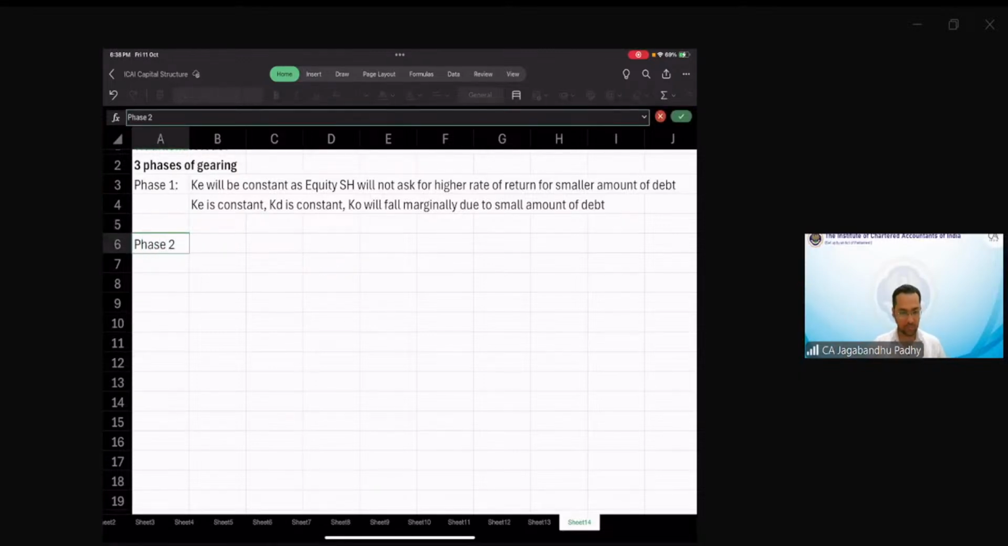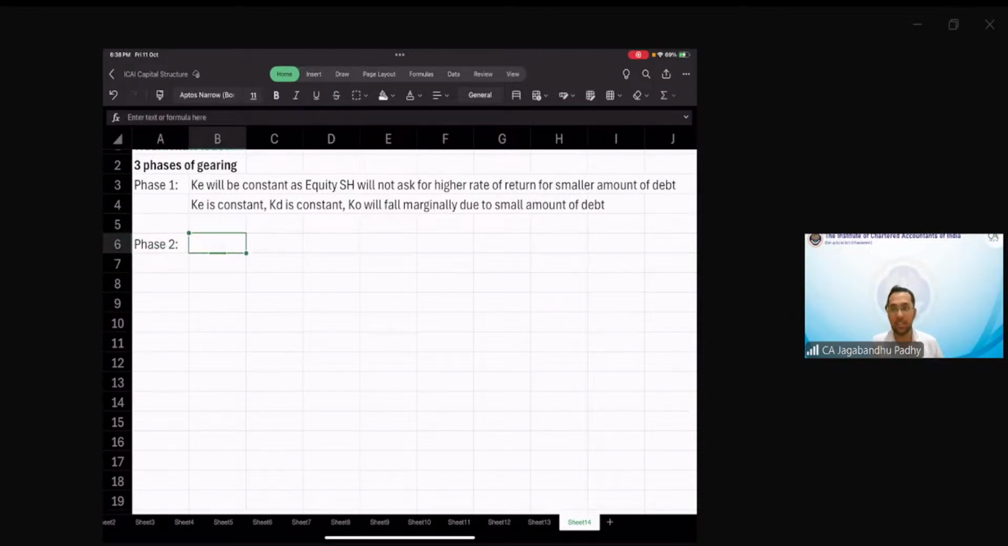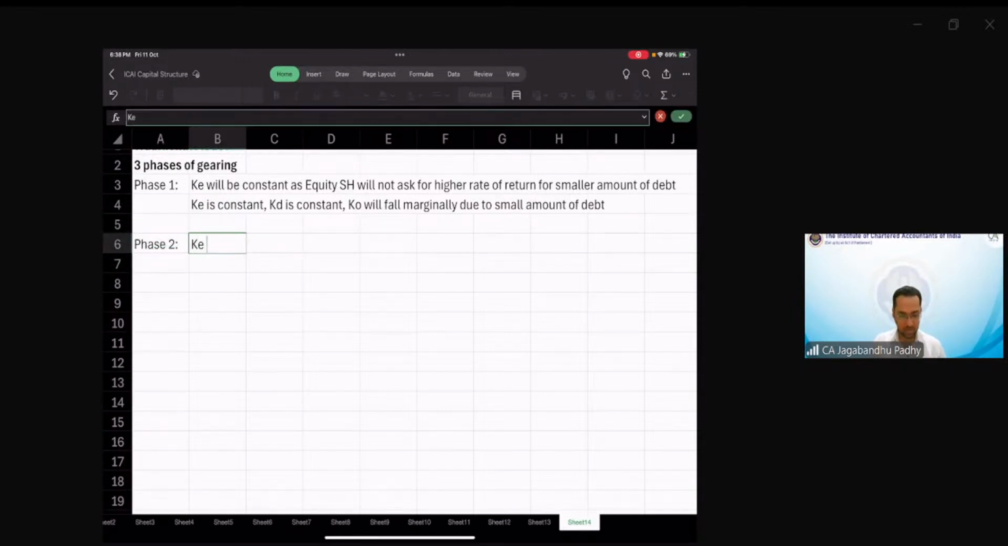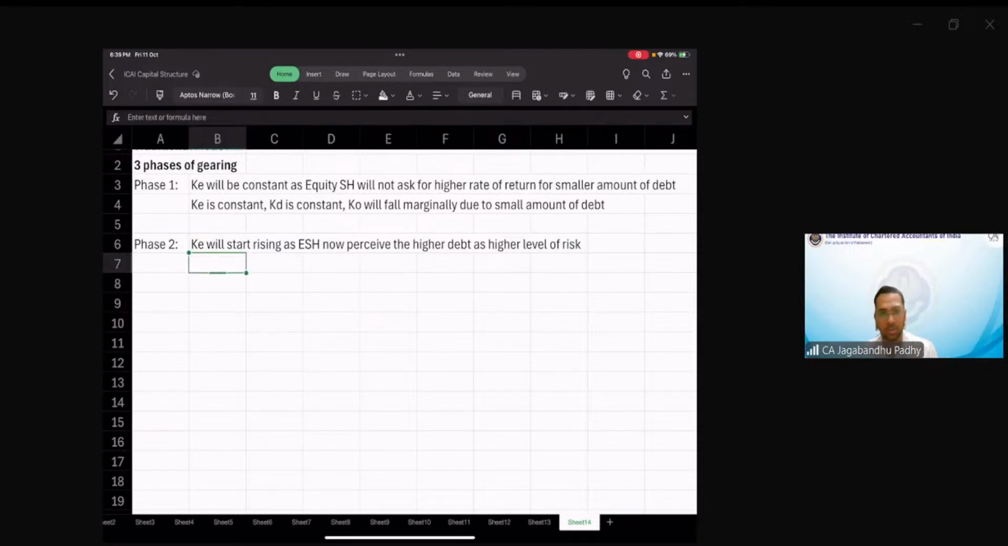Then we reach the second phase. Now in the second phase, KE will start rising as equity shareholders now perceive the higher debt as a higher level of risk.